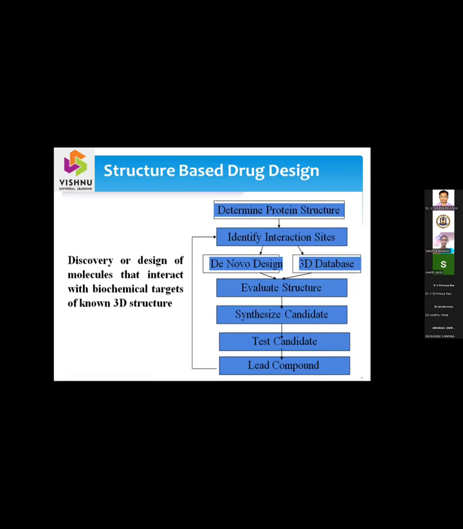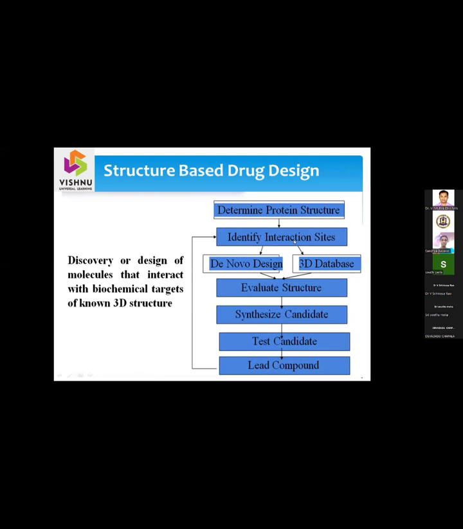So coming to structure-based drug design. It is the discovery or design of molecules that interact with a biochemical target of known 3D structure. Here our biochemical target may be an enzyme, a protein, DNA, or monoclonal antibodies, whatever it may be. So in this, we have to determine the protein structure. Knowing the structure base, we have to identify the interaction sites of the protein. From the active sites, we have to design de novo synthesis and 3D-based designs.